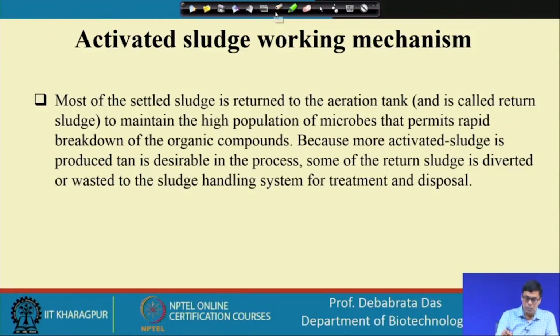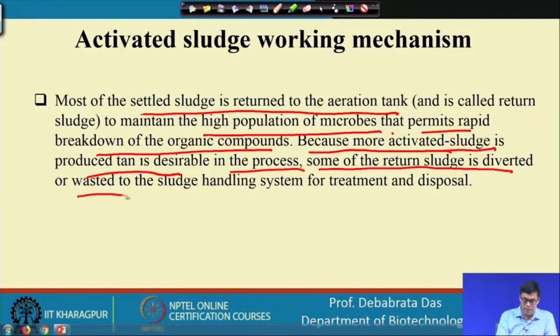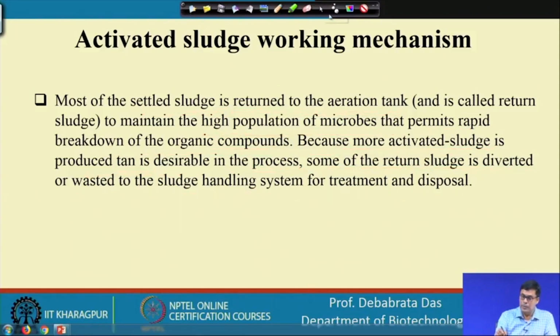Most of the settled sludge is returned to the aeration tank to maintain a high population of microbes that permits the rapid breakdown of the organic compounds, because most of the activated sludge is produced as desired in the process. Some of the returned sludge is diverted to the wasted sludge handling system, as I mentioned before.